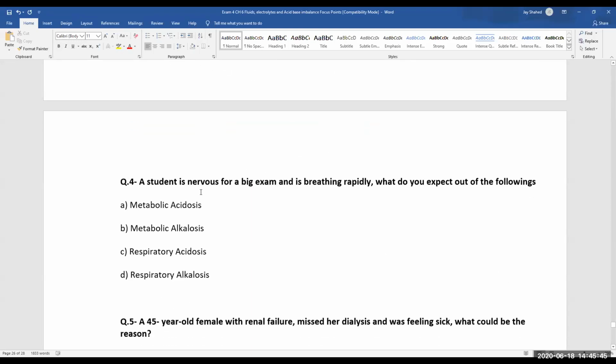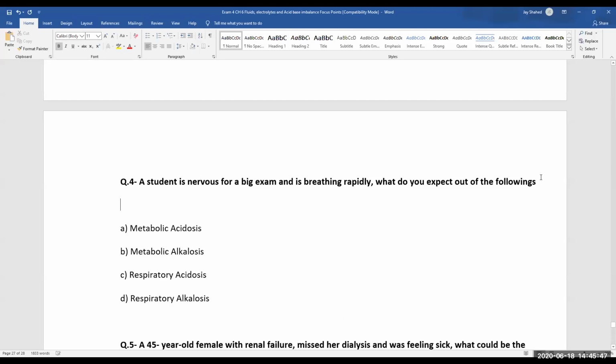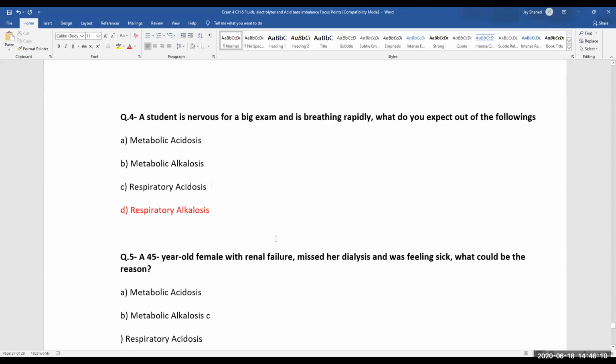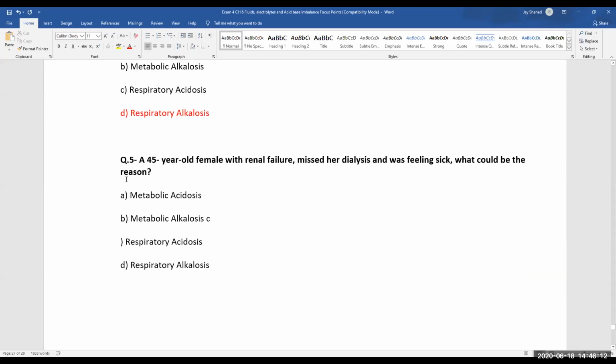Okay, what about this? Nervous, breathing rapidly. That means it's hyperventilation, right? So what do you get when you hyperventilate? Respiratory acidosis? Alkalosis? Why alkalosis? Because you're letting out a lot of CO2 with the hyperventilation. Yep, correct.